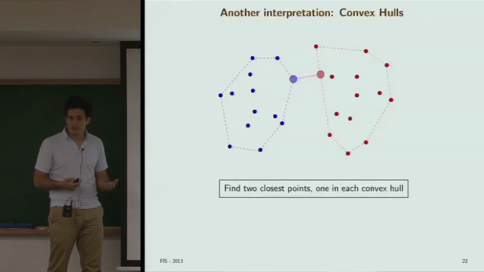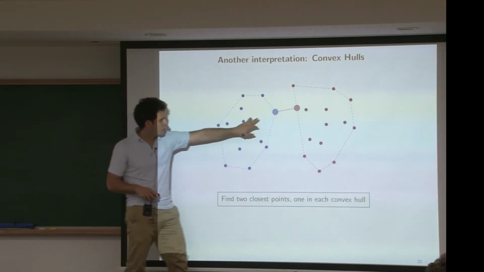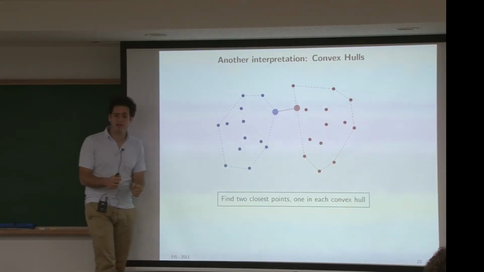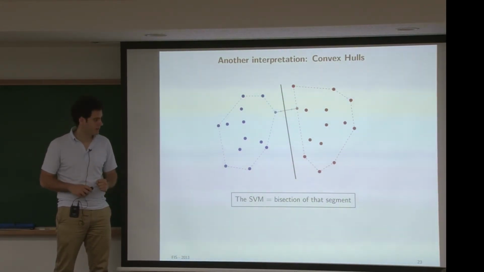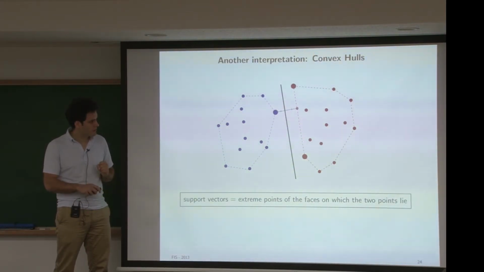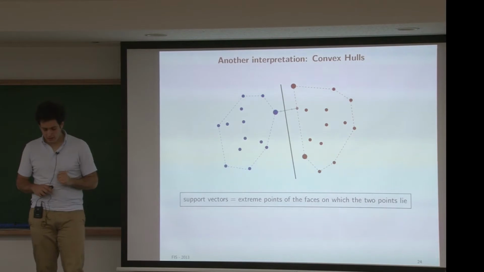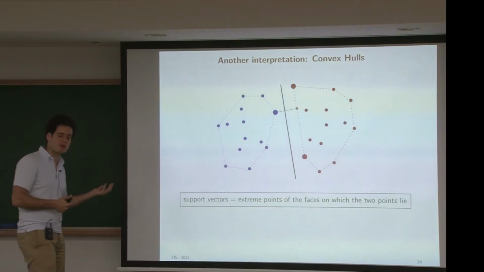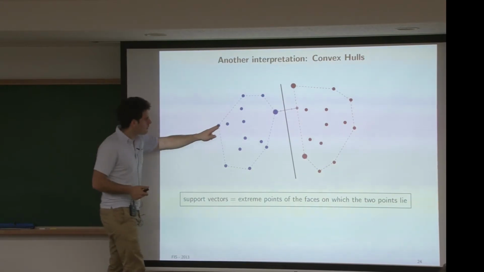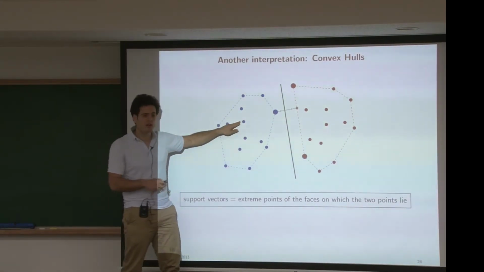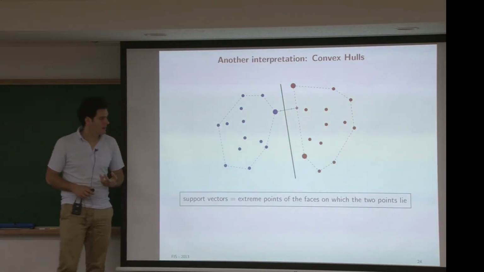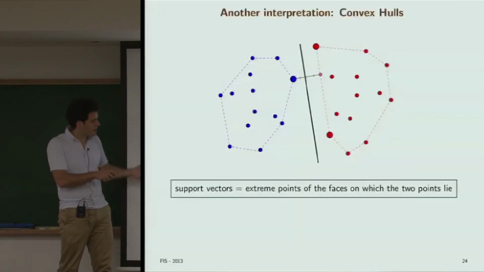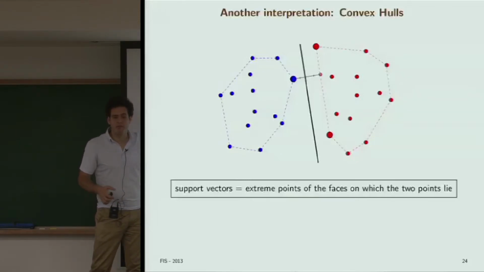Well, the SVM will just simply compute the two closest points from each set and then take the bisection that passes through those closest points. And the support vectors are basically the extreme points of the facets of those convex hulls. So again, what you can see in this geometric interpretation is that if you move points in this area, you're not going to change the fact that those two points are the ones which are the closest to each other. So again, there's going to be some robustness, or basically the SVM is ignoring the area here which is far from the hyperplane.